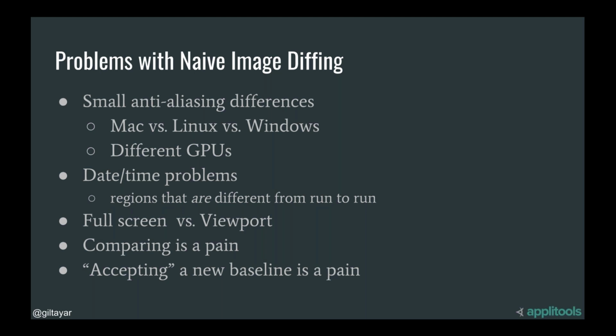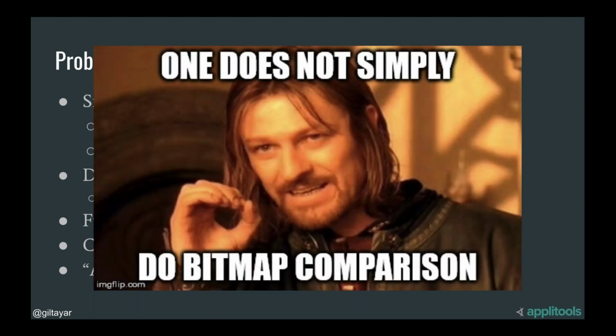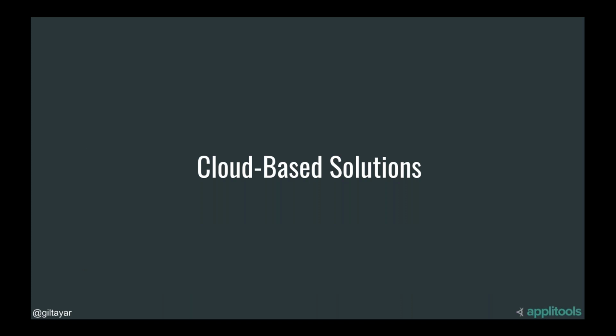And as we said, comparing is a pain, and accepting a new baseline is a pain. If I have lots of differences, like I have 100 screenshots, and I have the same difference in the header in all of the screenshots, I have to check each and every one of them and then copy them from one folder to another, and those that aren't correct, not copy them. So it's a lot of folder manipulation and file manipulation, which is a big pain. So one does not simply do bitmap comparison, unfortunately.